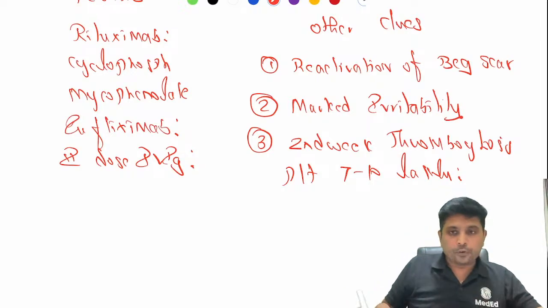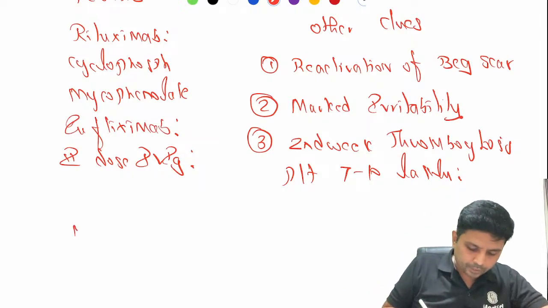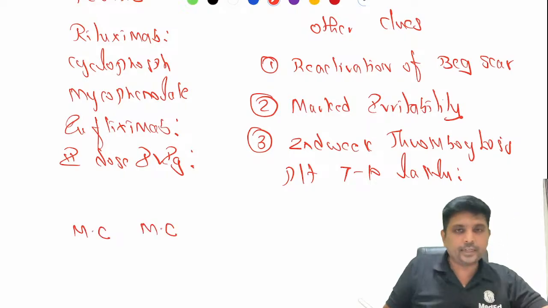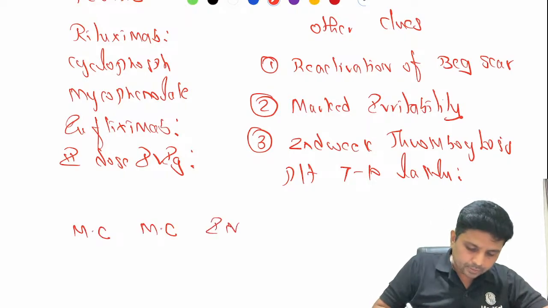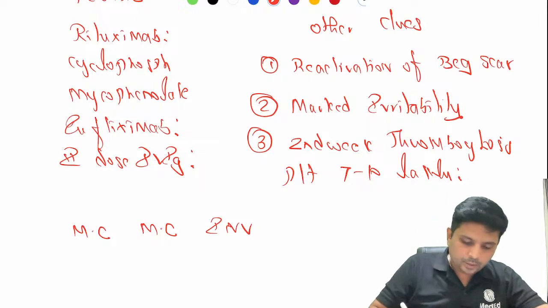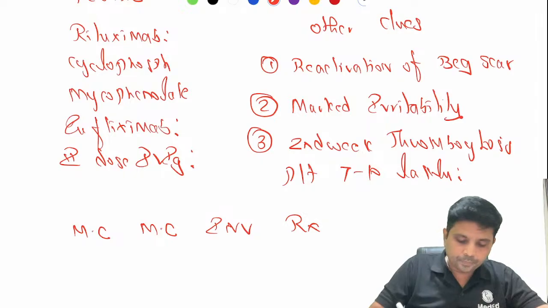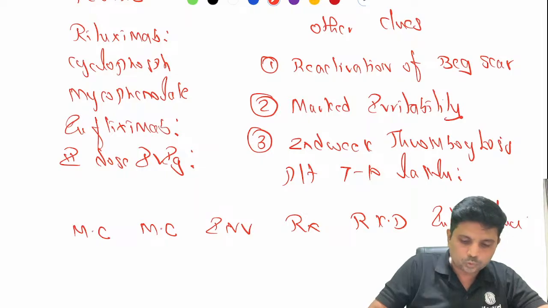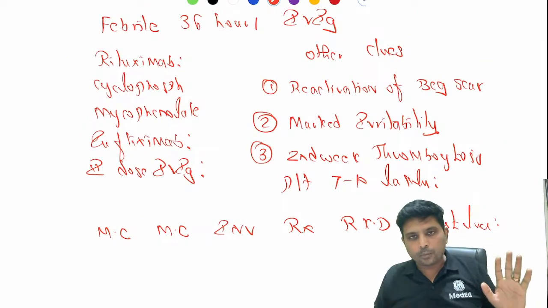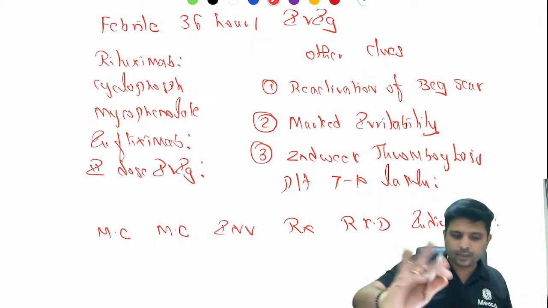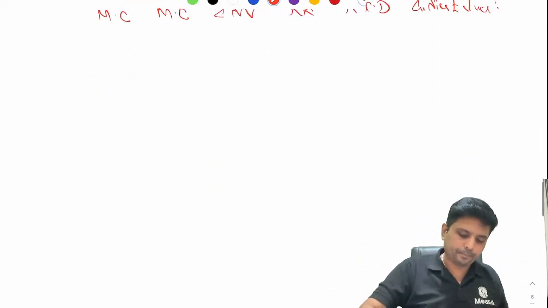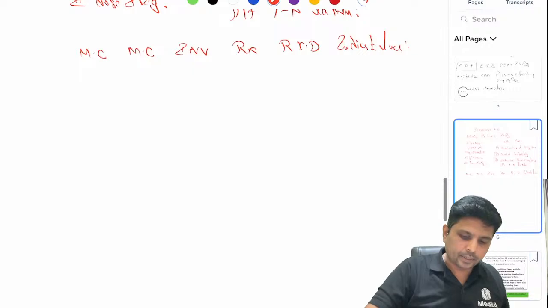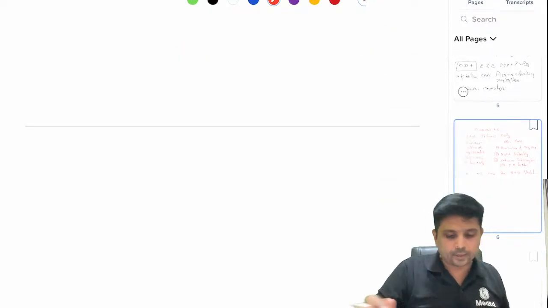So what are all the things you need to know? One major criteria, another minor criteria. What is the investigation of choice? Echo. Second, what is the treatment option? And then what is called resistant Kawasaki disease? And what are the direct and indirect clues? So this is all about Kawasaki disease. This is very, very important.